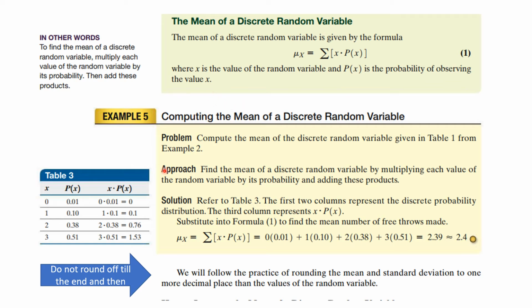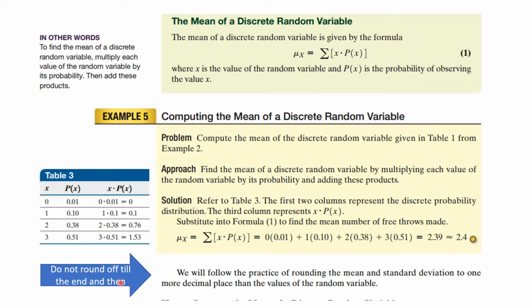So let's do a problem. Here is a problem, and actually we've encountered this before. This is the guy shooting the free throws, but let's find the mean. So mu of x is equal to the sum. We take x times p of x. So it's 0 times 0.1. It is 1 times 0.1. It is 2 times 0.38, and it's 3 times 0.51. I add it up and I get 2.39, and that's approximately equal to 2.4.